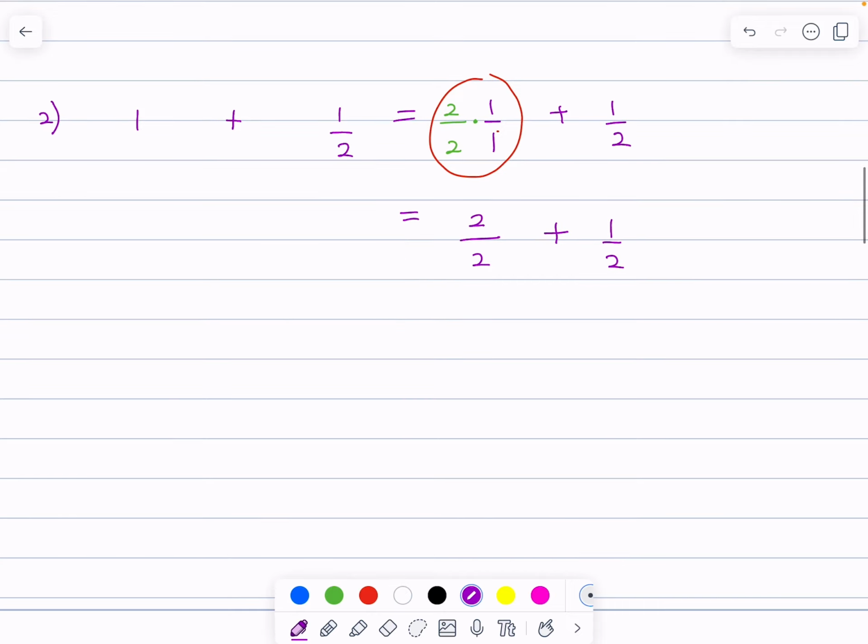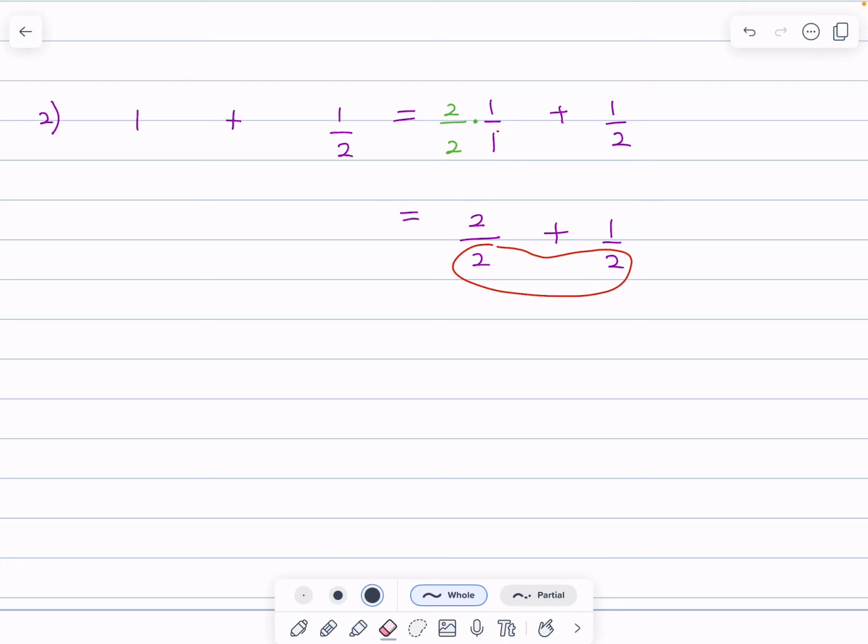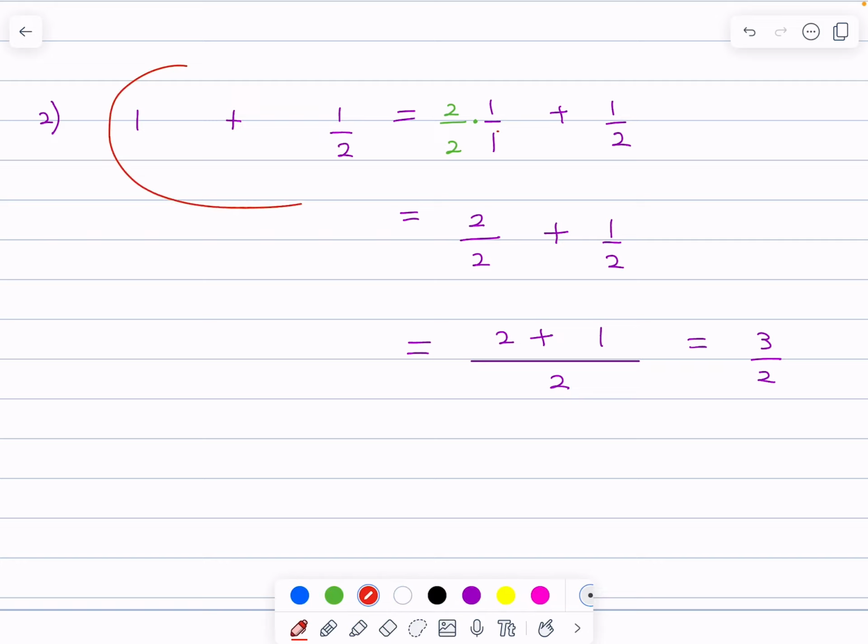Next, since the denominators are now the same, what I can just do is take the denominator, put a long bar, write the denominator 2, then write the numerators 2 plus 1, and this is going to be 3 over 2. So 1 plus 1 over 2 is equal to 3 over 2. So the idea here is that my goal is to make the denominators the same. And that way it's just easy.